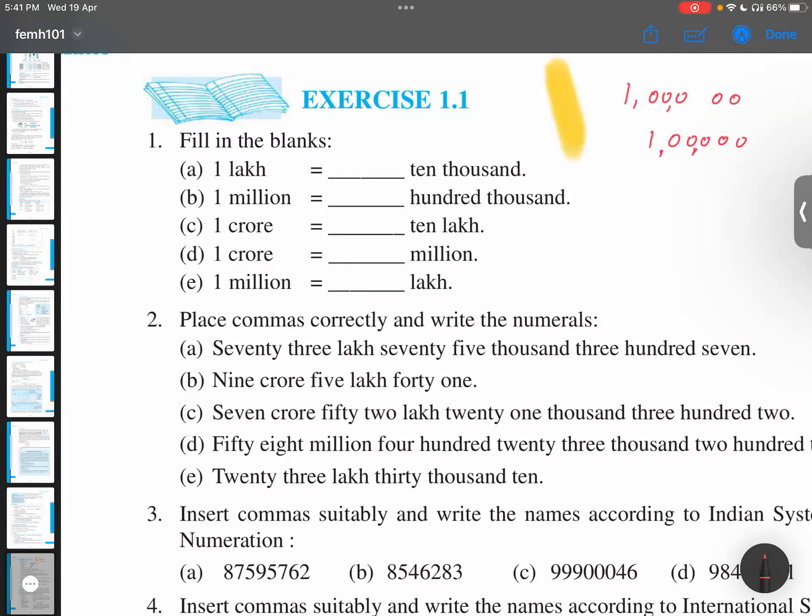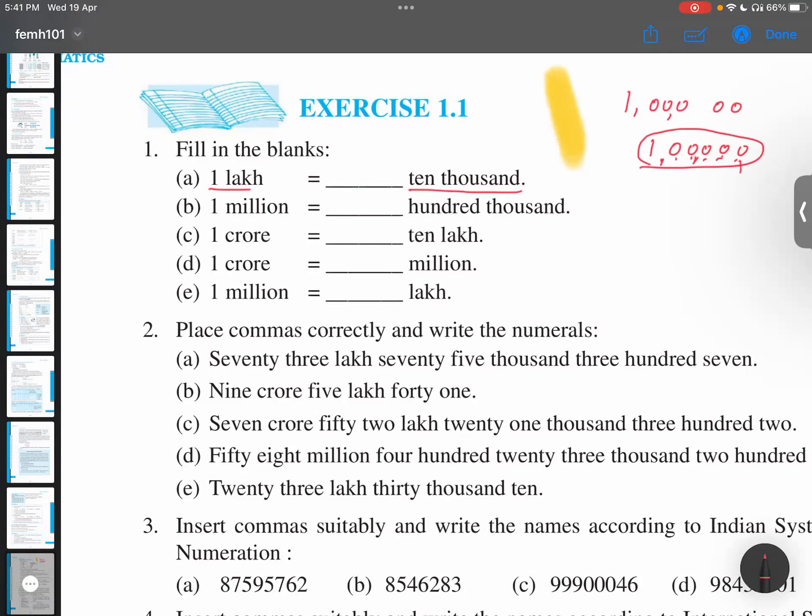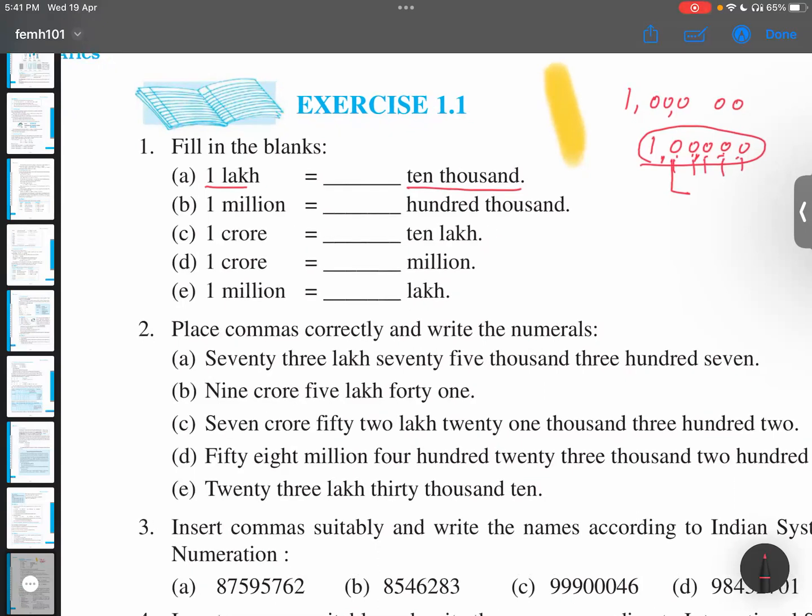Okay, let me help you with this one. That's not correct, Aswati. You would simply need to tell how many 10,000s are there in 1 lakh. Okay, so let's first find the position of 10,000 in this. We first write 1 lakh. Ones, tens, hundreds, thousands, 10,000, and lakh. Okay, so where was 10,000?